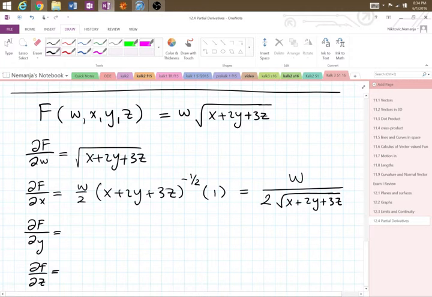So now we have for 2y, we have the same story, w over 2, x plus 2y plus 3z to the negative 1/2, and now the derivative of 2y is 2, which will cancel the other 2, so we just have w over the square root.